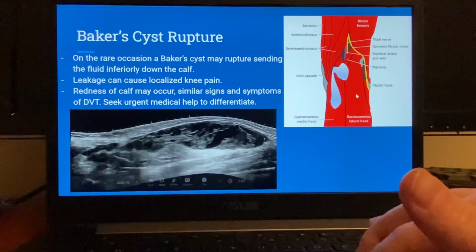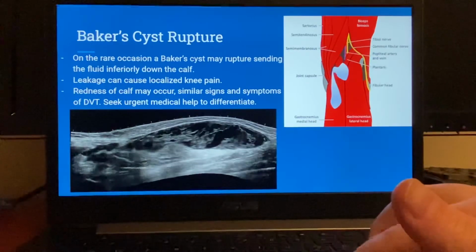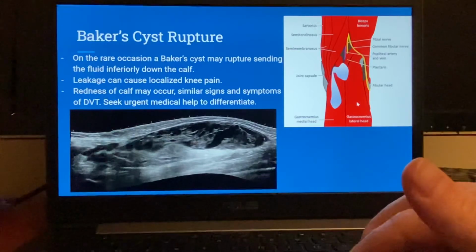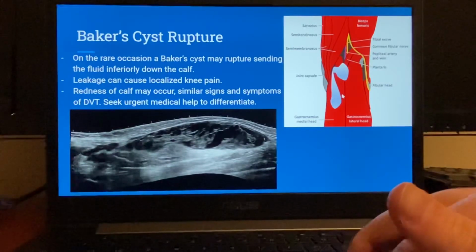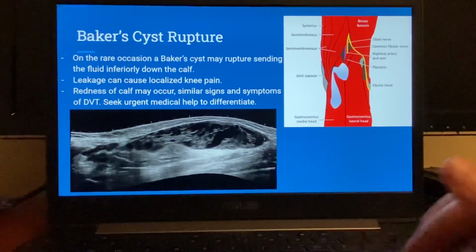The leakage can cause localized knee pain. It can also cause redness of the calf, which is also similar signs of a deep vein thrombosis in a leg, which is an emergent situation. So it's always good that if you are having these symptoms to get that checked out immediately in case there is a blood clot.